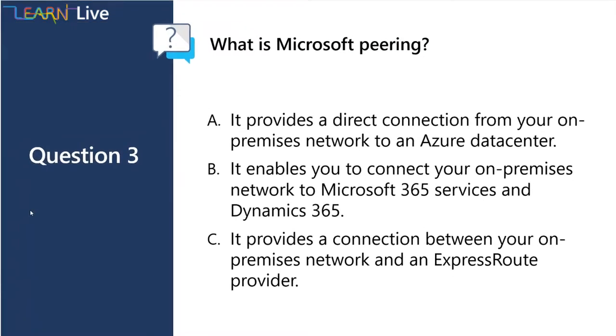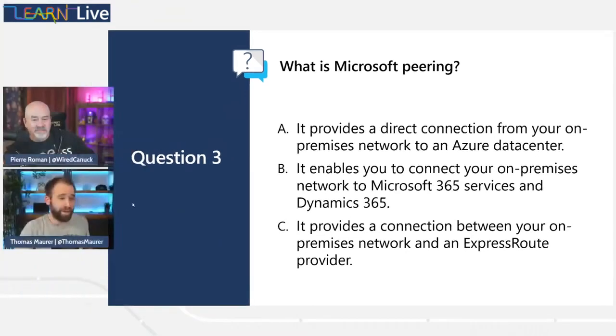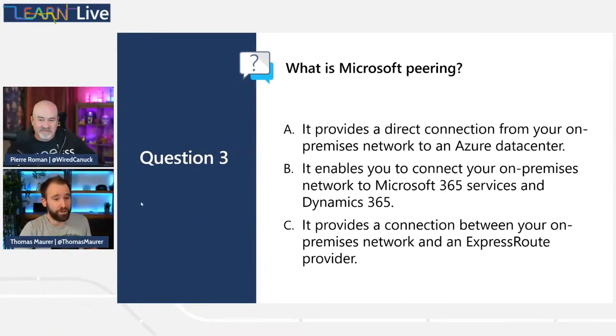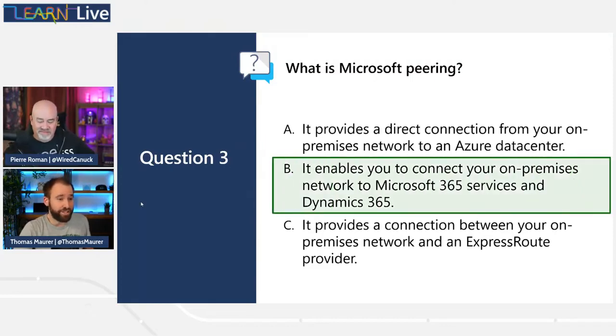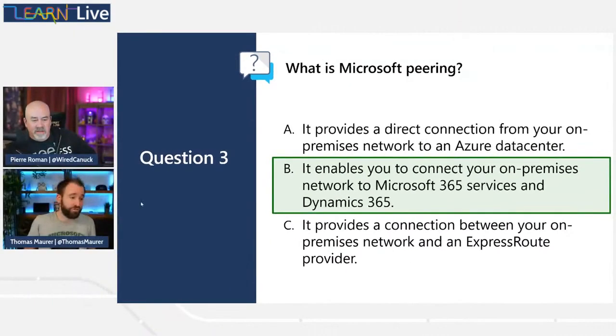I'll give a couple of seconds here for people to also answer the question on Learn TV. But obviously Microsoft peering allows you to connect your on-premises network to Microsoft 365 services and Dynamics 365 as well. We should also include Azure services, because some of the public Azure services would also be addressed by using that Microsoft peering.